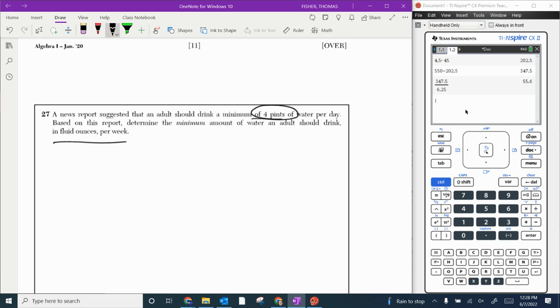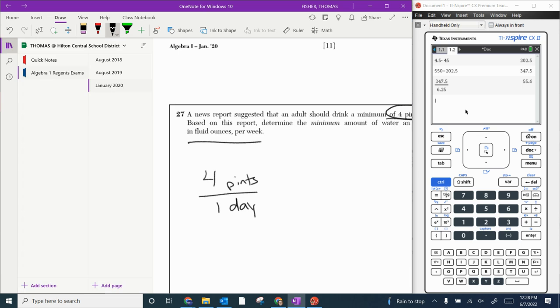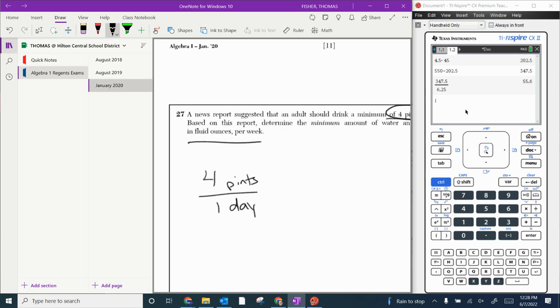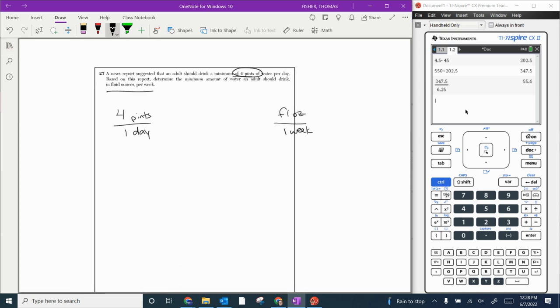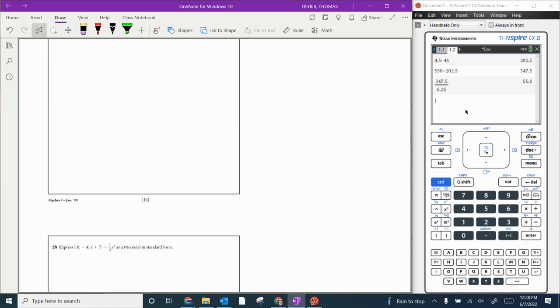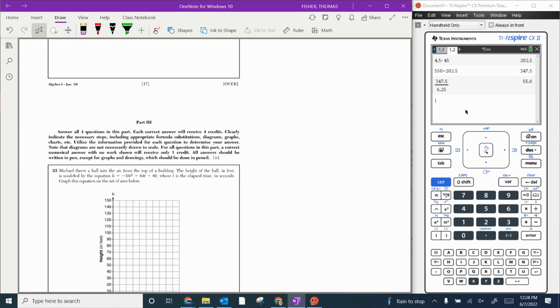So here's where our dimensional analysis, we call this, can be used. So 4 pints per 1 day. We want to get to fluid ounces per 1 week. That's what we want to end up with. So if you don't know the conversions here, that's going to be a problem. So at the very end of this, let's see, can I scroll there faster? Nope. The very end of this test, you will see stuff that we need.